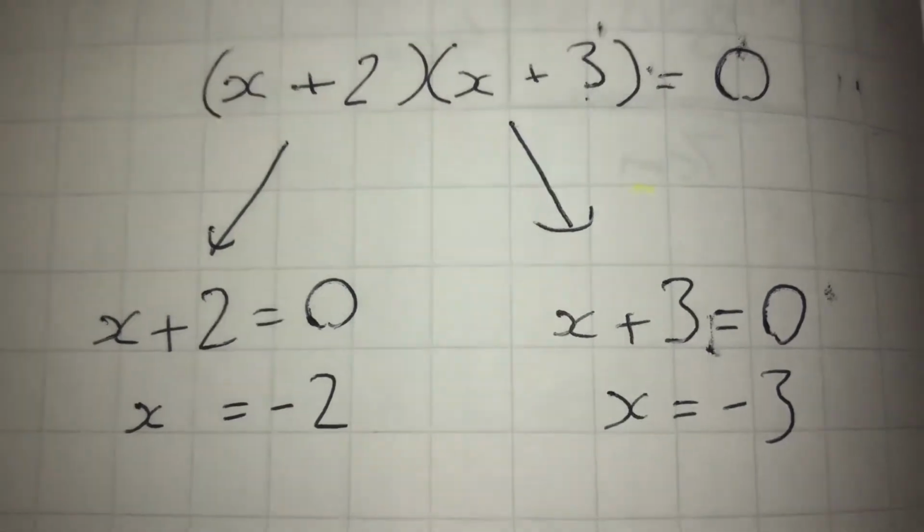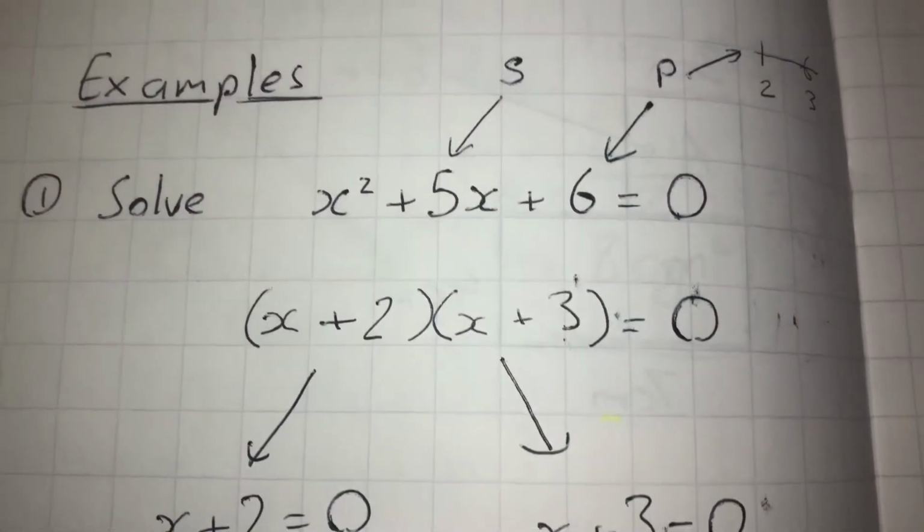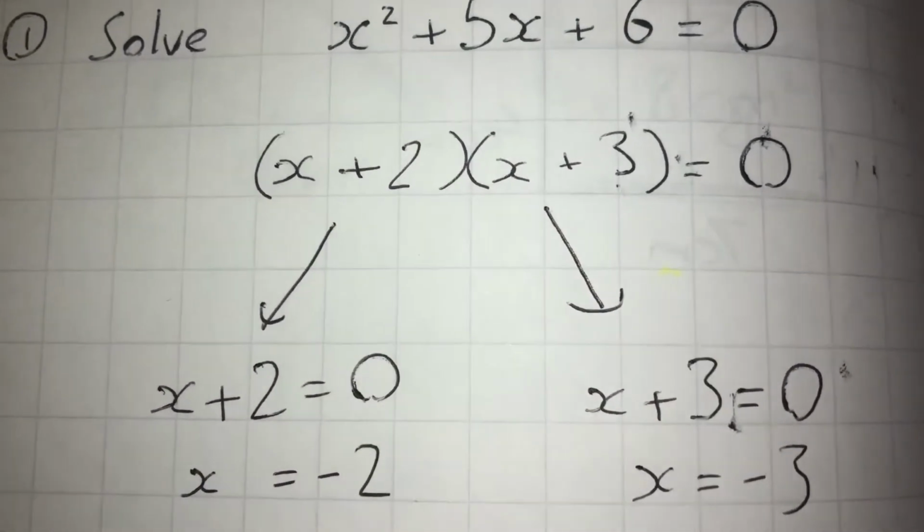Okay, so that's how we solve these. Basically, it's an added step from when we were looking at quadratic expressions. We factorize and then we make each bracket equal to 0.